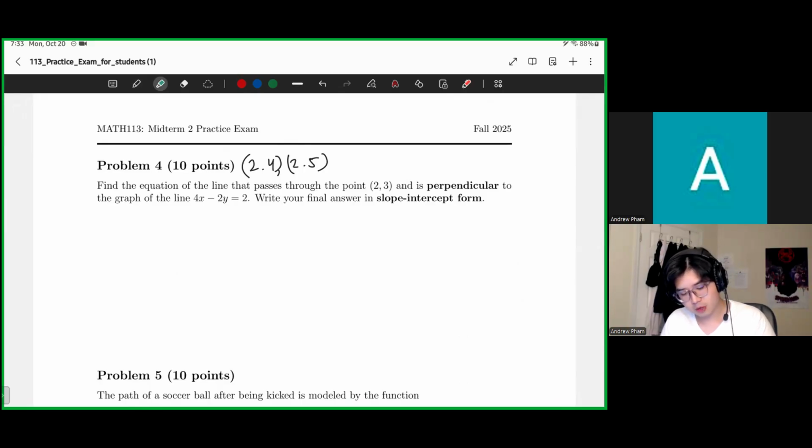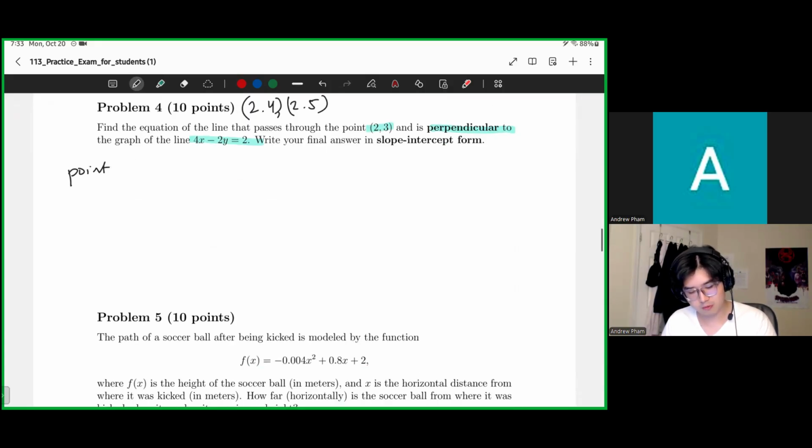Now, when I look at this problem, I think of the given information. I have 2, 3, perpendicular, and then a line, right? Immediately, if you're given a line or a slope and a point, you should immediately think point-slope form. That's what it's useful for, right? With point-slope form, you can write an equation of a line just given a point and a slope. We have the point. We don't have a slope explicitly yet, but we can find it from this line right here. This line is in standard form. If I isolate y, I put it into slope-intercept form, and that gives me the slope.